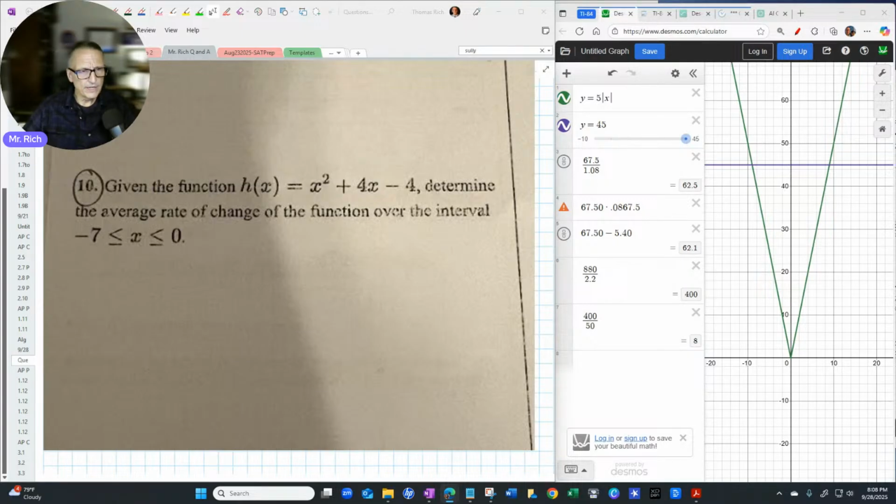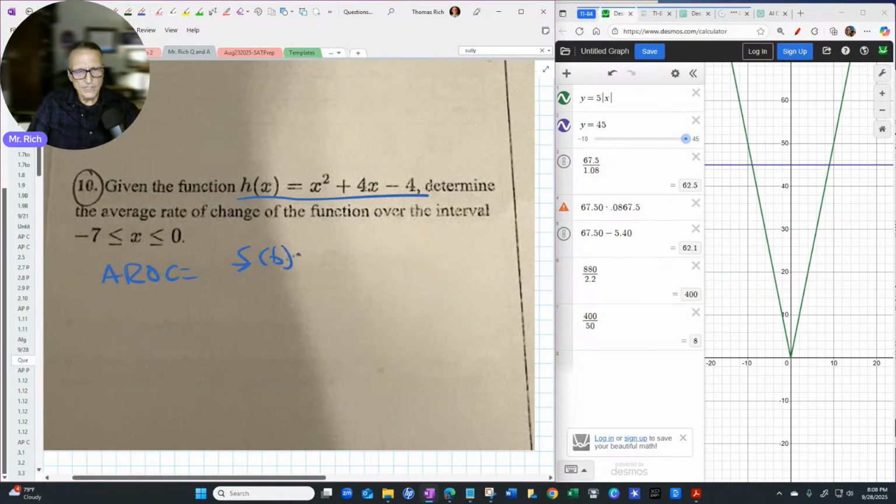So the first question that came in, I think from Corey, was an h of x function, which looks like it is definitely a quadratic equation, and it wants us to find the average rate of change of the function over the interval from -7 to 0. The formula for average rate of change is f of b minus f of a over b minus a. Now you might say, what's b and what's a? Well, b and a are the values of x between which you're finding that average rate of change. So it's going to be -7 and 0.